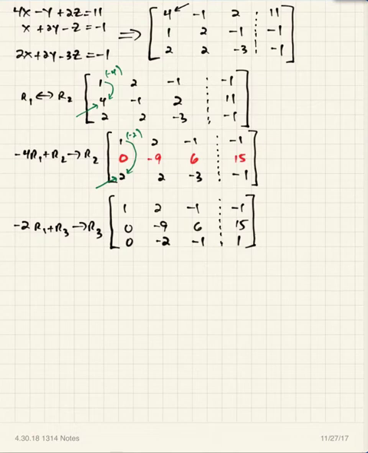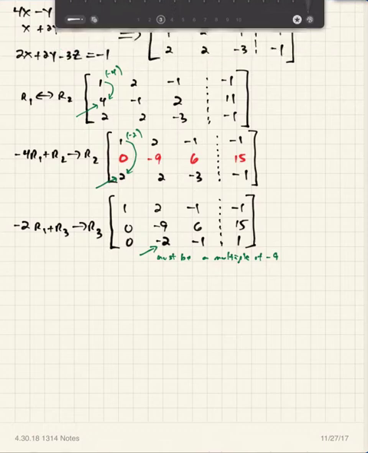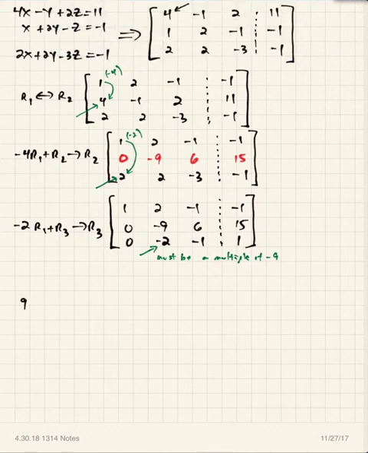All right, now the next step is I need a 0 here. The problem is that -2 is not a multiple of -9. So that's got to be a multiple of -9. So I'm just going to multiply row 3 by 9. That will make it a multiple. That's the easiest one. I could use a fraction, but I don't want to use fractions. So I'm just going to take 9 times row 3 and put it in place of row 3.